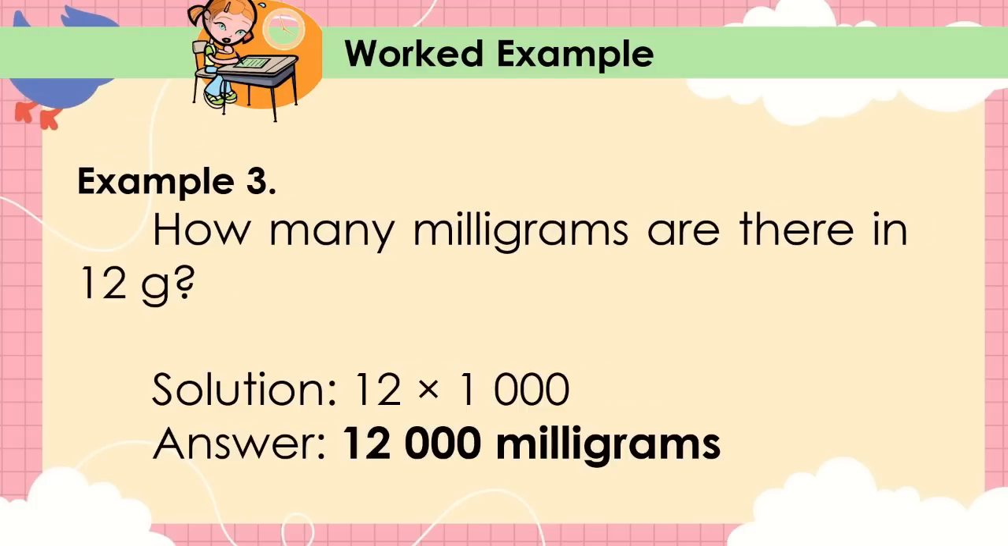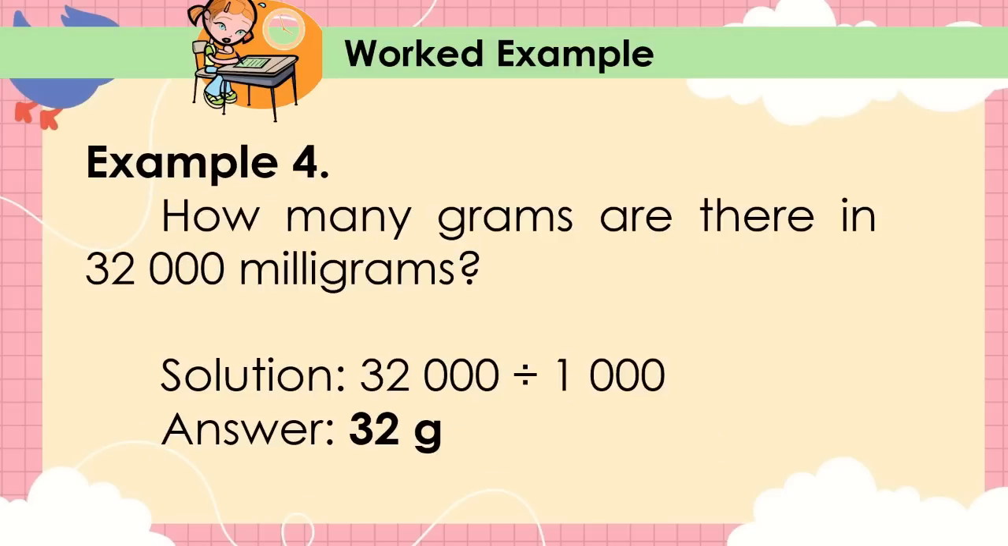Example 3, how many milligrams are there in 12 grams? Solution: 12 times 1000. The answer is 12,000 milligrams. Number 4, how many grams are there in 32,000 milligrams? Solution: 32,000 divided by 1000. The answer is 32 grams.